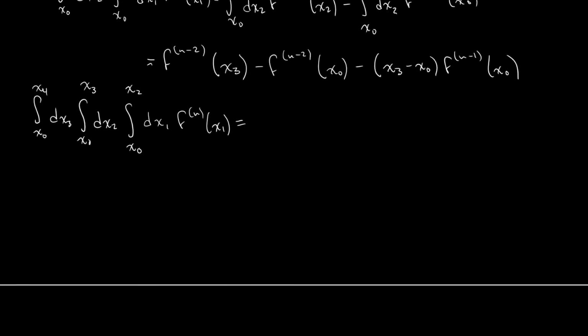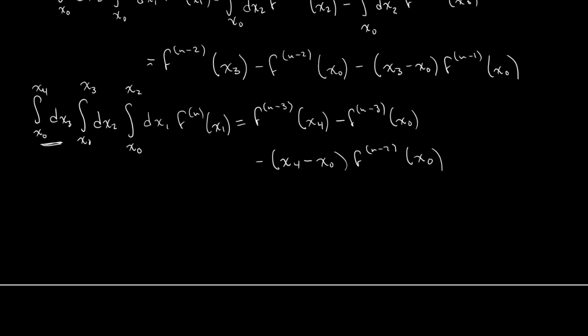And this time we're going to see something very similar happen, right? So here we integrate this one. We undo one of our integrals. So this is f^(n-3)(x4), right? Because that's our last integral that we're doing. It's x4, minus f^(n-3)(x0). So these two terms just come from integrating this first term over x3. Now this term is, again, going to just be our constant. So I'll write this on the next line. And this just becomes (x4 minus x0) times f^(n-2) evaluated at x0.